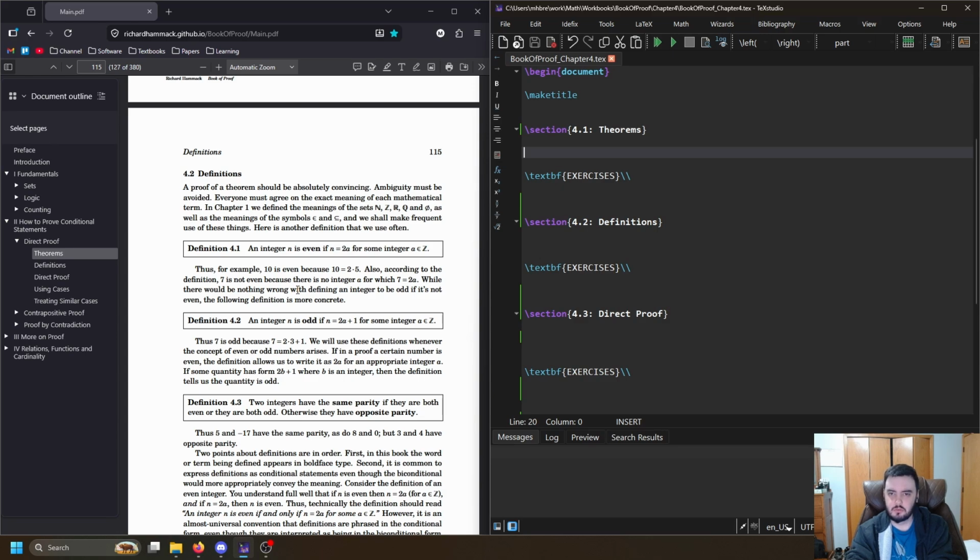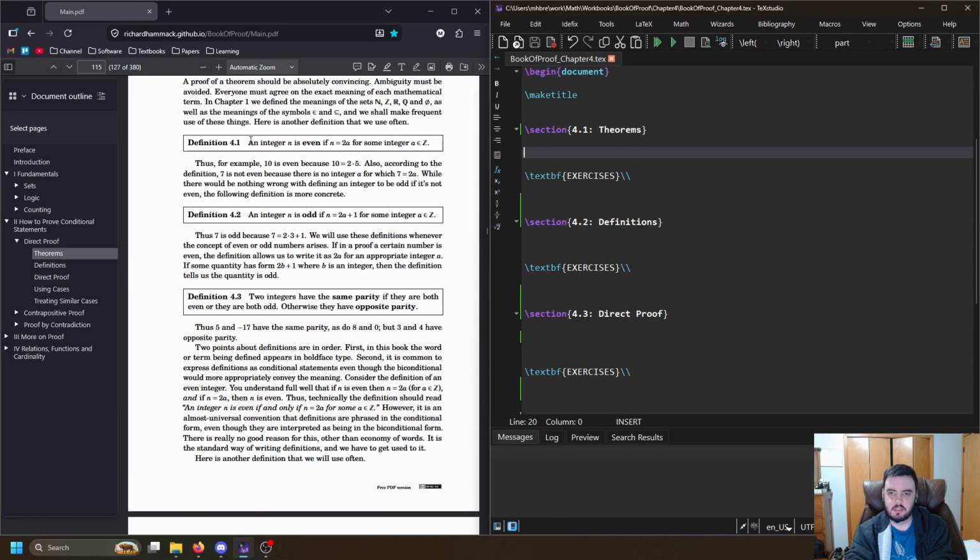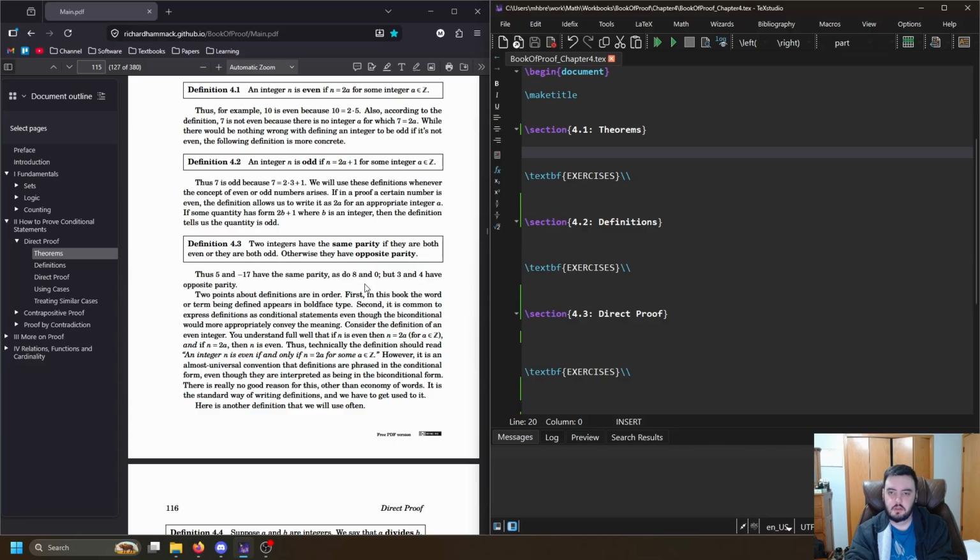4.2 Definitions. A proof of a theorem should be absolutely convincing. Ambiguity must be avoided. Everyone must agree on the exact meaning of each mathematical term. Let's see some definitions. An integer n is even if n equals 2a for some integer a in Z. Two integers have the same parity if they are both even or they are both odd. Otherwise they have opposite parity.